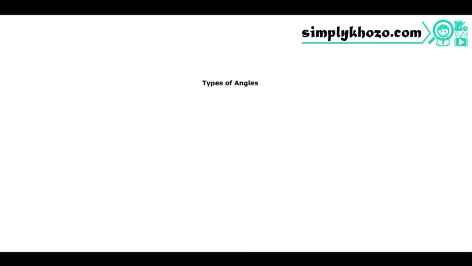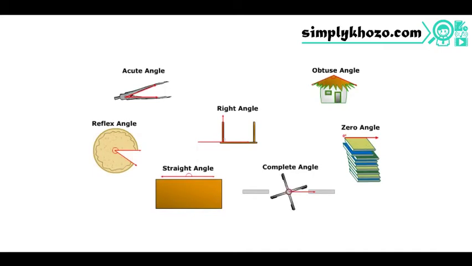Here are various types of angles. These are acute angle, right angle, obtuse angle, reflex angle, straight angle, complete angle, zero angle. Also look at the real-life examples of each of these angles. Look at each one in detail.